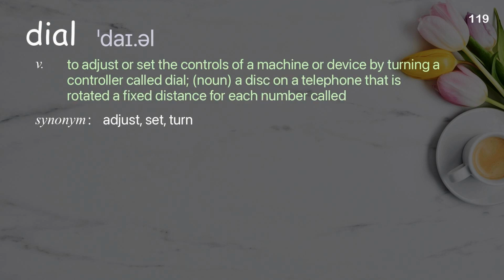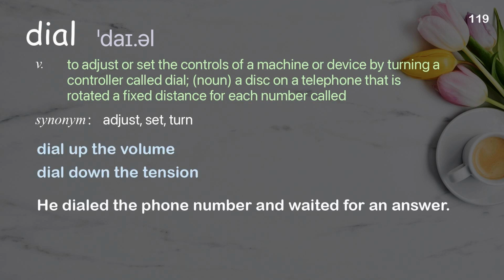Dial. To adjust or set the controls of a machine or device by turning a controller called dial. Noun, a disc on a telephone that is rotated a fixed distance for each number called. Examples. Dial up the volume. Dial down the tension. He dialed the phone number and waited for an answer.